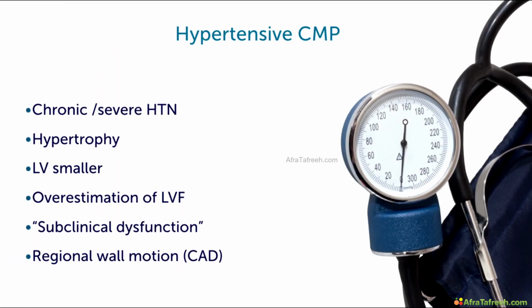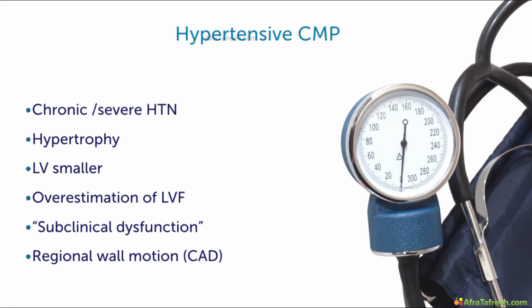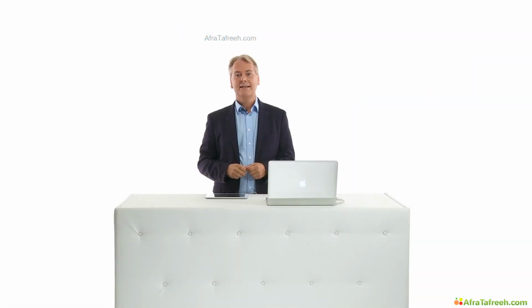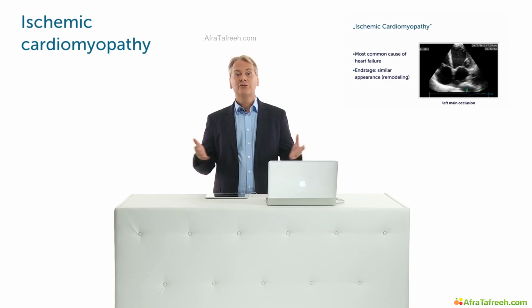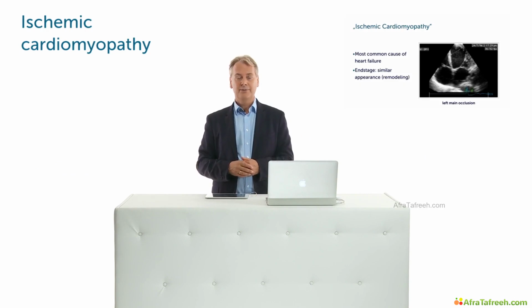In summary, you will find hypertensive cardiomyopathy in patients who have long-standing chronic hypertensive heart disease. You will always find hypertrophy. The ventricles are smaller. You will overestimate left ventricular function. Look for subclinical dysfunction in these patients. And be aware that patients with hypertensive heart disease also have a higher probability of having coronary artery disease as well. This brings us directly to ischemic cardiomyopathy, which is actually the most frequent cause of cardiomyopathy because many patients have coronary artery disease.